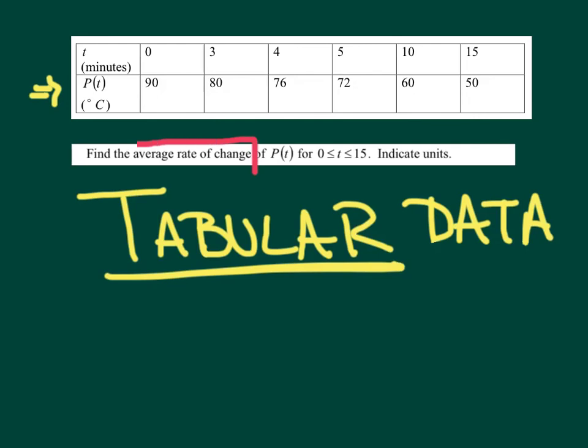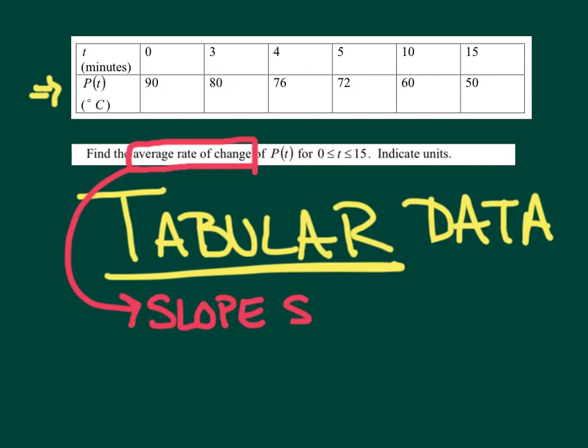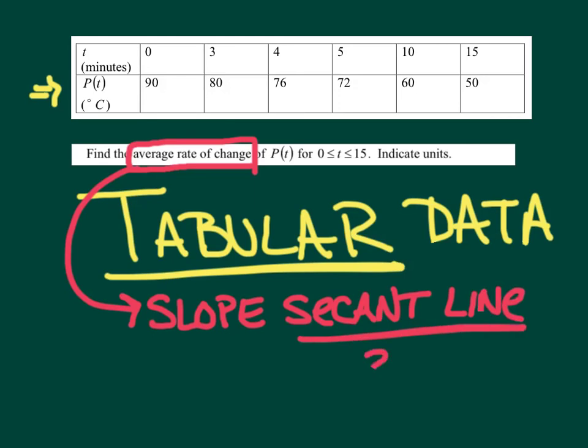All right, and you should be highlighting this. We're going to do a lot of highlighting this year. Average rate of change, again, is just in disguise, saying find the slope of the secant line. And again, a secant line is a line between 2 points. Find the slope between 2 points. Now, you don't have to guess at what they are. They're going to tell you. And they're telling you between 0 and 15.